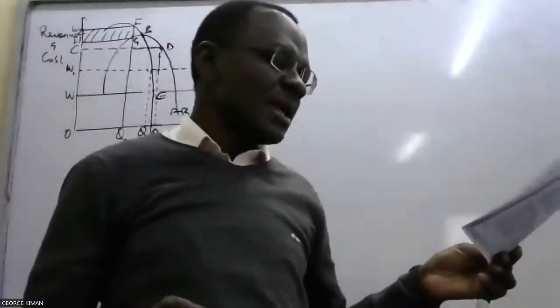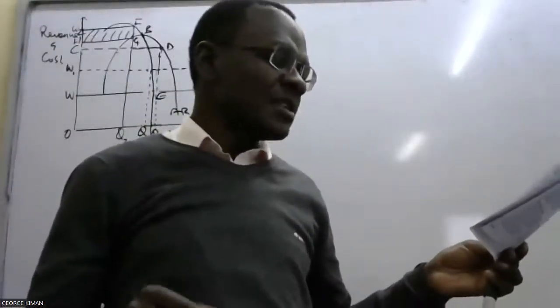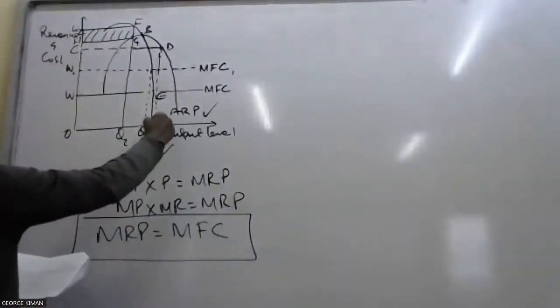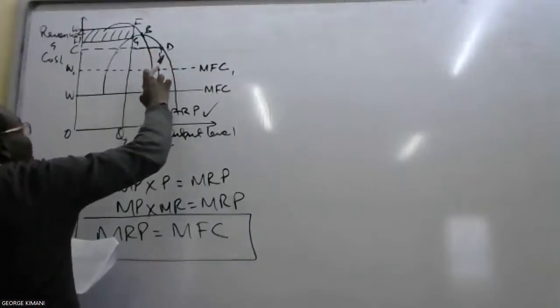Also, a firm will not demand labor if its MRP is negative. So if the marginal revenue product comes to the negative side, then there are no units of labor that will be employed.